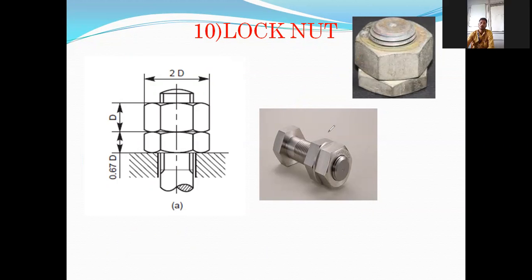Very basic observation, one of the students has done it correctly. There is only one bolt on which there are two nuts. That is the mechanism of the lock nut. Very simple. On a single bolt, once we fit two nuts, it is called a lock nut. Nothing else. So what is a lock nut? On a single bolt, two nuts are fit.